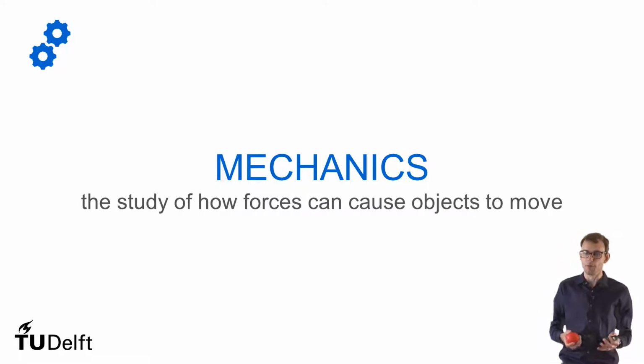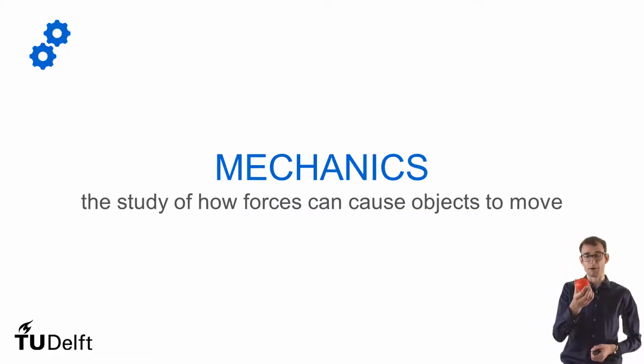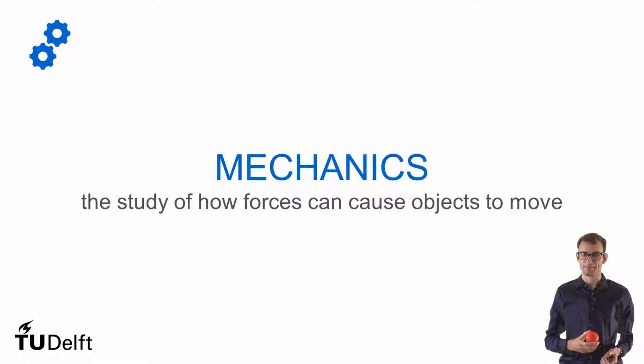What do we mean by move? Well, if the ball would just be staying at one point in space, it would be a rather boring study, right? So moving means moving through space, which means that your position is going to change. The rate at which your position changes is known as the velocity.